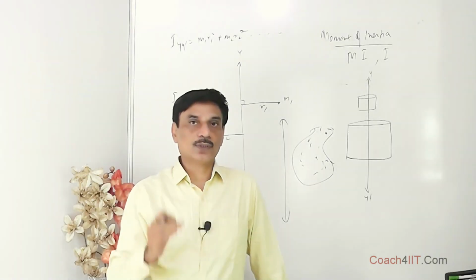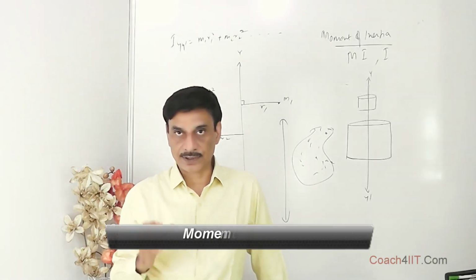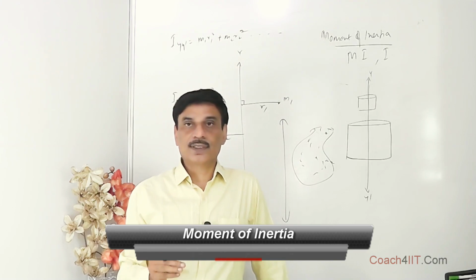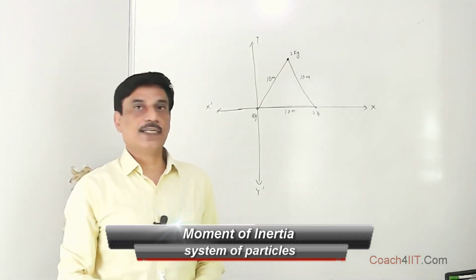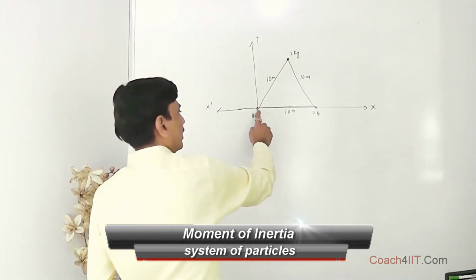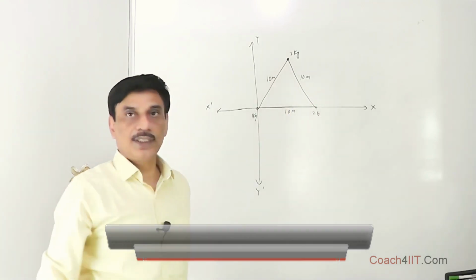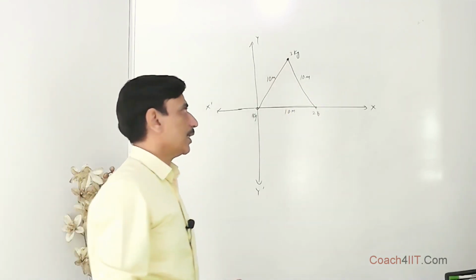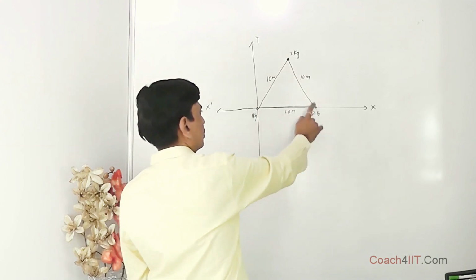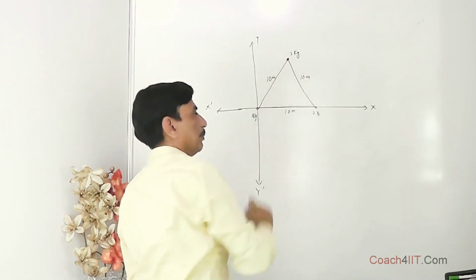So moment of inertia is always of a body about an axis. Let's understand this by an example. Let us say there are three particles, 1 kg, 2 kg and 3 kg. These are point masses which are situated at the vertices of an equilateral triangle of side 10 meter.